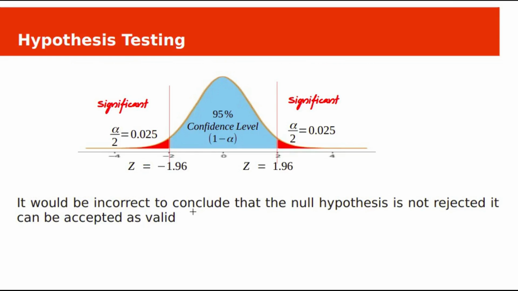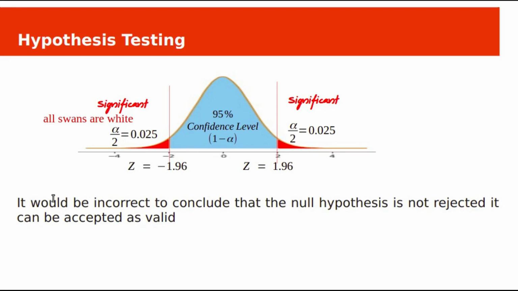It would be incorrect to conclude that if the null hypothesis is not rejected, it can be accepted as valid. If you are unable to reject the null hypothesis, we cannot accept it as valid. To understand this, let's assume the hypothesis is all swans are white. To prove this, we have to check the color of all swans in the world. If you find all are white in color, then only you can accept it. Means you need to test the entire population.